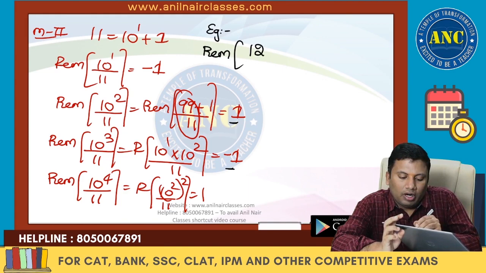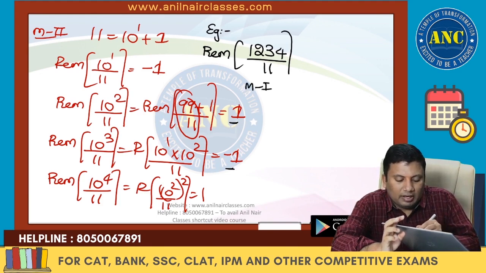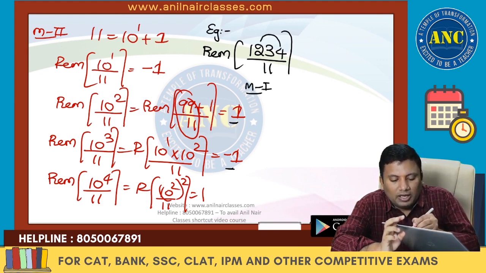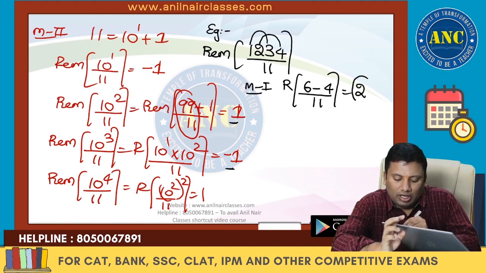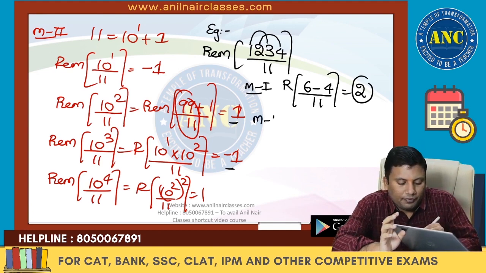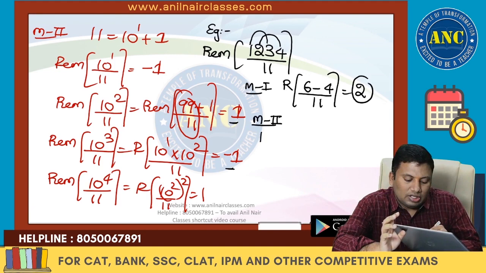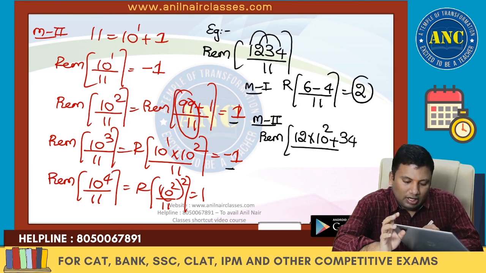The remainder of 1234 divided by 11. Method number 1: sum of the odd places minus sum of the even places. 4 plus 2 is 6, 3 plus 1 is 4. 6 minus 4 is 2. 2 divided by 11 gives remainder 2. Method number 2: this can also be written as 12 into 10 square plus 34 divided by 11.